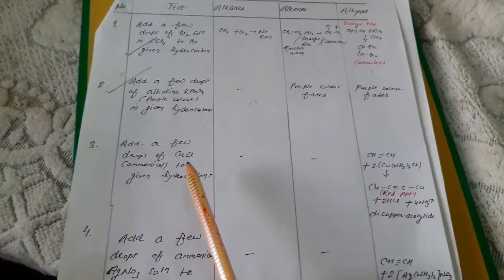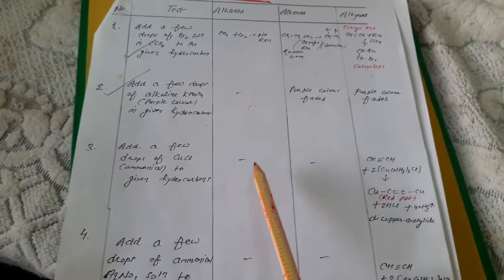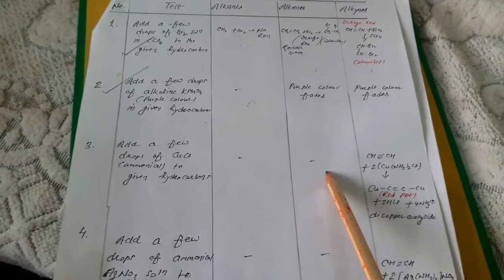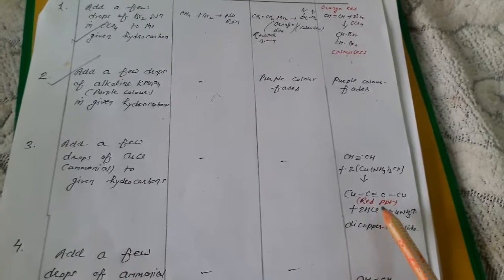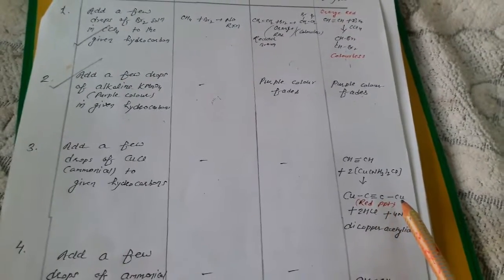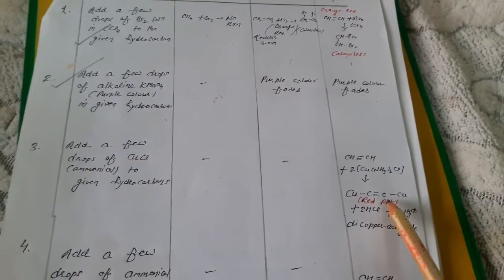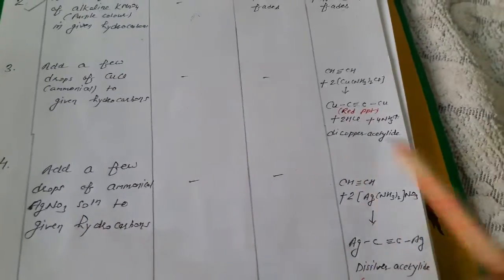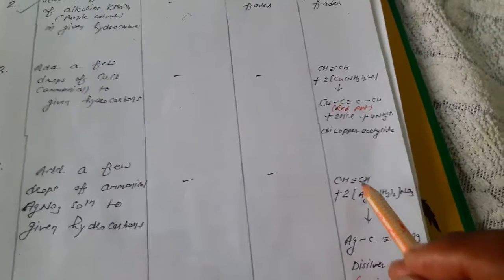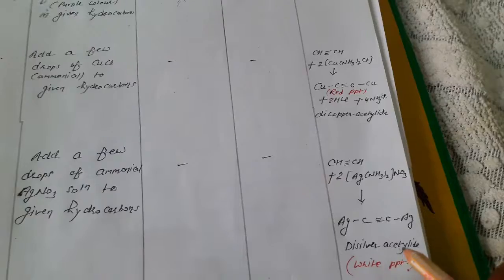Add a few drops of ammoniacal cuprous chloride to given hydrocarbons. So this will not give the result for alkanes and alkenes, and finally acetylene with this one gives the formation of a red precipitate, that we say dicopper acetylide. Okay, so this is red precipitate in color. The last one is to add a few drops of ammoniacal silver nitrate solution to given hydrocarbons. Again acetylene gives the result, a white precipitate due to the formation of disilver acetylide.